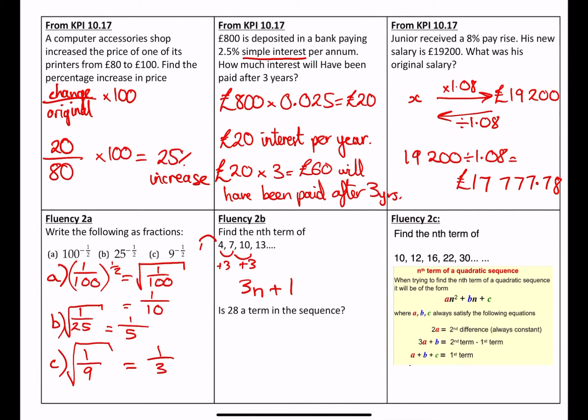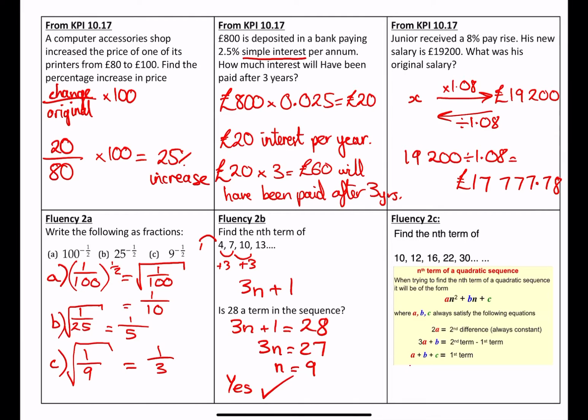In order to work out, is 28 a term in the sequence? Well, you need to say, is 3n plus 1 equal to 28? Let's solve that. So take away 1 from both sides. 3n equals 27. Divide by 3, n equals 9. Therefore, yes, it is a term in the sequence because that's a whole number. It's the 9th term in the sequence, in fact. You don't have to just keep going on with the sequence in order to get to that. You can prove it algebraically.